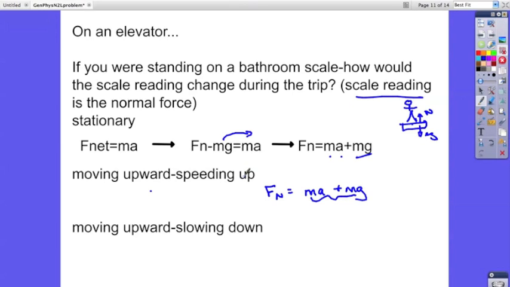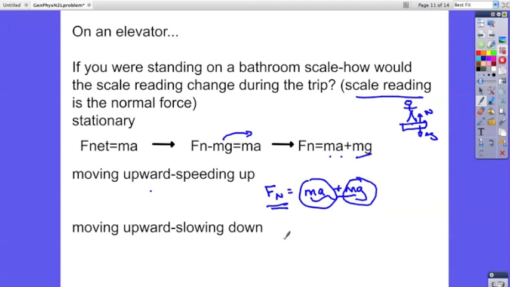Have you ever been in an elevator and when it begins moving upward, you kind of feel a little heavier? You might feel your knees buckle a little bit. That's because the force that's acting on you is your weight plus the force that's accelerating you upward. So the scale reading would be bigger than your weight.